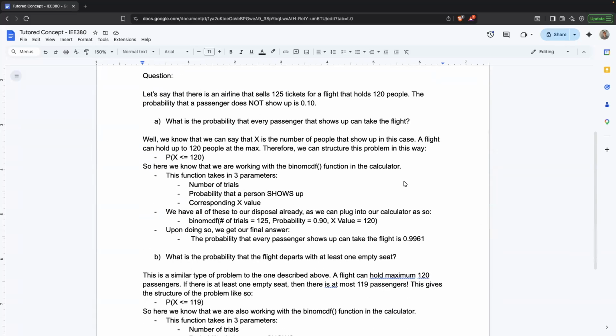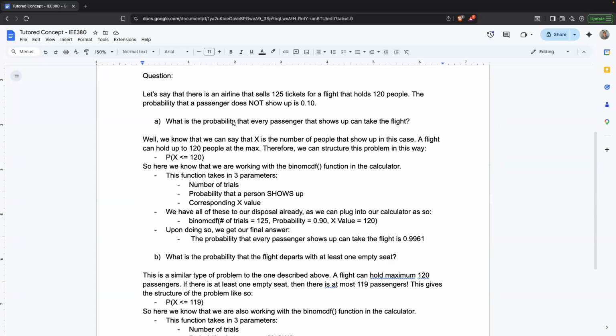Next, we can take a look at what the problem is actually asking. We want the probability that the number of passengers who show up does not exceed the seating capacity. So we're dealing with a less than or equal to probability here. Because of that, we will be using the binom CDF function in our calculator, which is used for cumulative probabilities. This function requires the number of trials, the probability of success, in this case a passenger showing up, and then the corresponding X value or the upper bound.